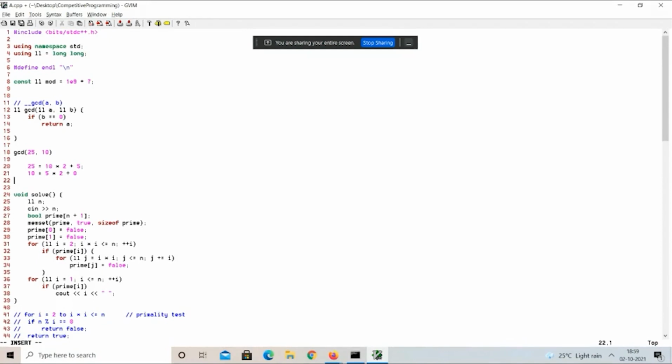In the final step, A becomes 5, B becomes 0, and we don't write a relation for that. It's an invalid relation. This is the base case. If B is equal to 0, then return A, else return GCD of B and A mod B. A pretty simple relation. You need not think too much on this.